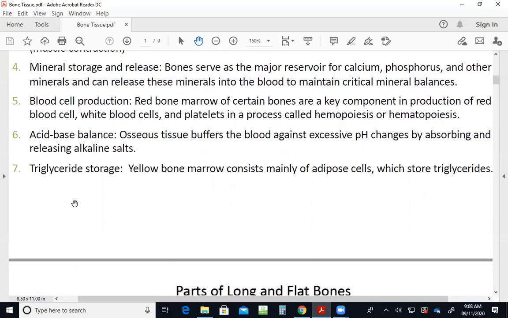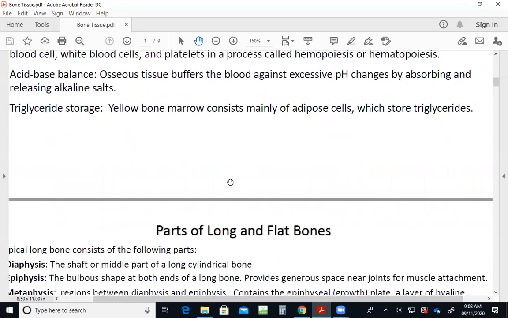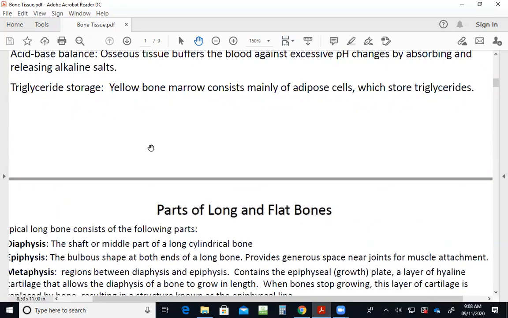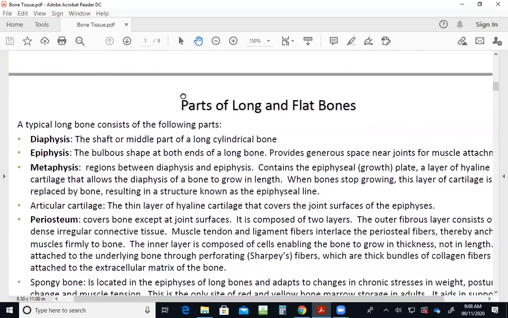This is all of our types of blood cells: red blood cells, white blood cells, platelets. The process in which we form blood cells is called hemopoiesis or hematopoiesis. These terms have the same meaning, just two different ways to describe the same thing. Acid-base balance: our bone tissue or osseous tissue buffers the blood against excess pH changes by absorbing and releasing alkaline salts. And then there's another type of bone marrow called yellow bone marrow, where we store fat or adipose tissue, storing triglycerides.